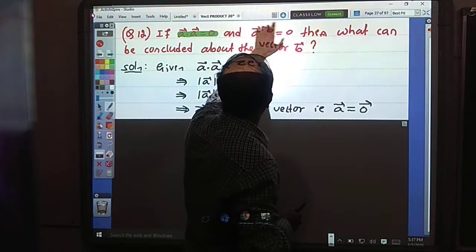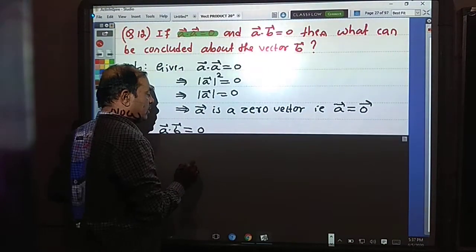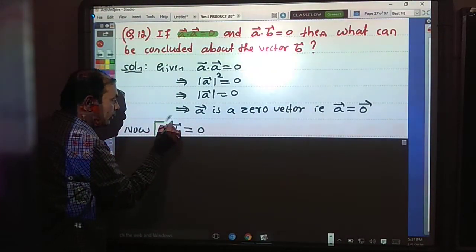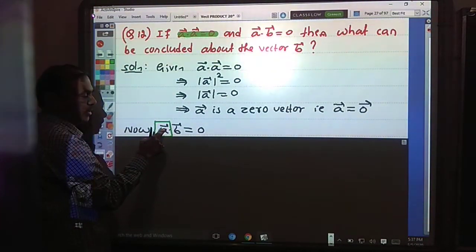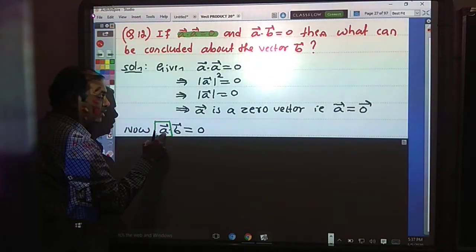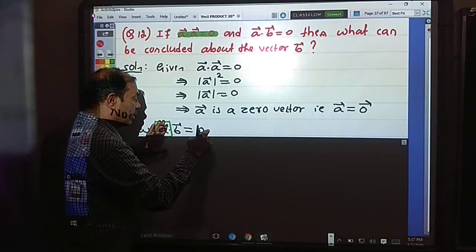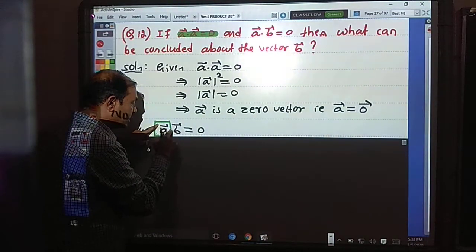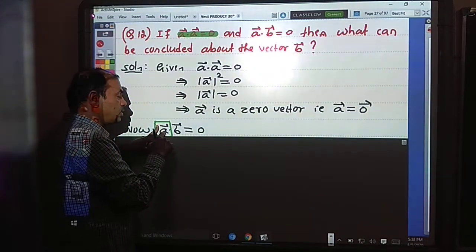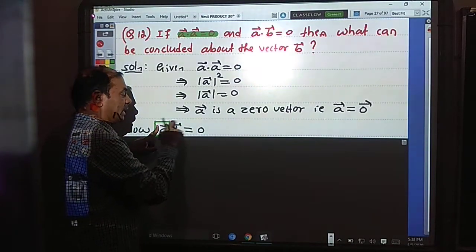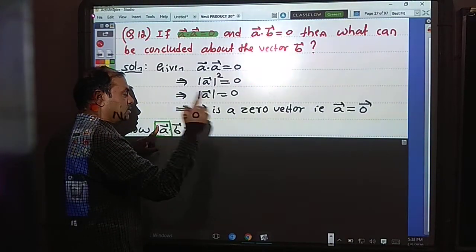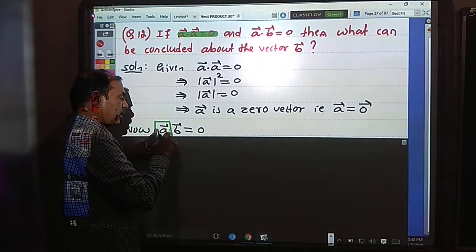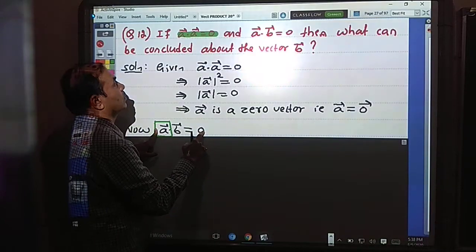Then see what is that? A dot B is 0. That's also given. Already we are sure that A is a 0 vector. Once A is a 0 vector, for any B, definitely A dot B must be 0. I repeat, since A is a 0 vector, A dot any vector, not only B, you can take C, D or vector X. Since A is a 0 vector, A dot B is definitely 0.